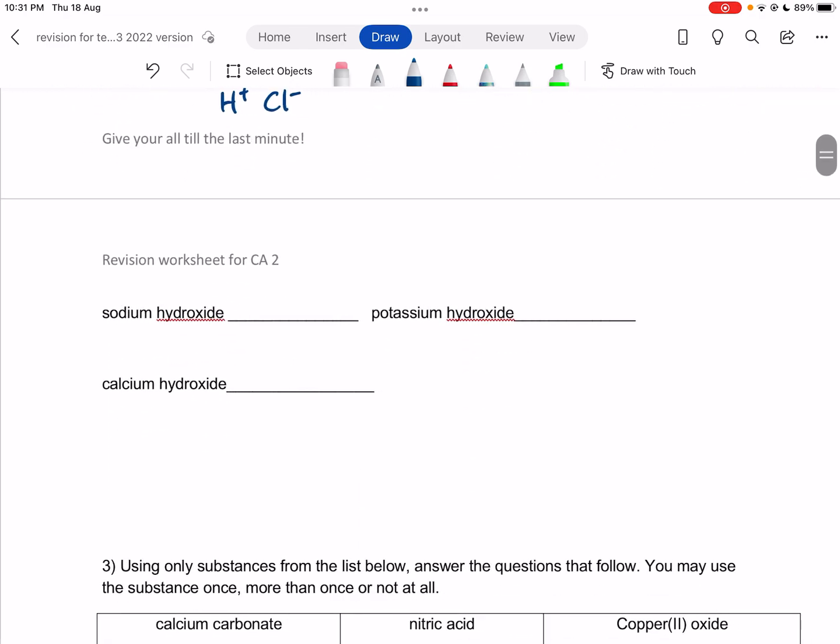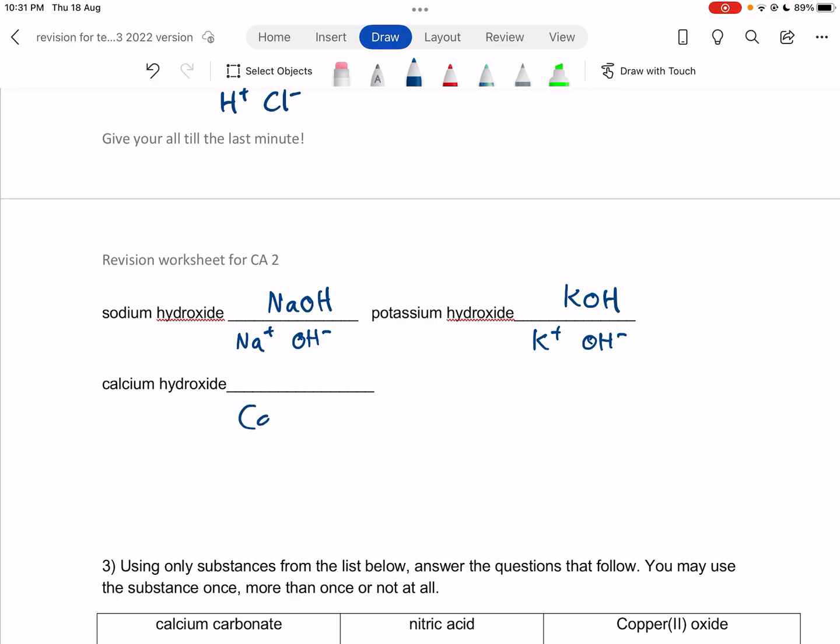Okay, then we move on to the three alkalines. So this one we have sodium hydroxide, OH minus, so 1 to 1. This one, because same charge. Next one, also the same thing, K plus OH minus. So this one is KOH, everything capital letter.